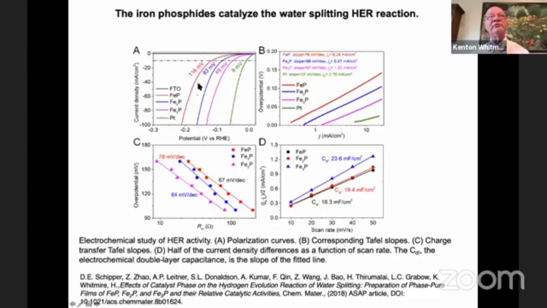They are actually very good materials. These are earth abundant materials, of course. They're much less expensive than platinum, but they compare very favorably in their function. And one of the bottom lines of this is that Fe3P is best, that you actually have a dependence on which of the metal phosphides you use.